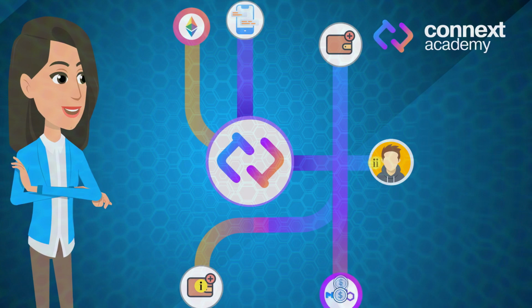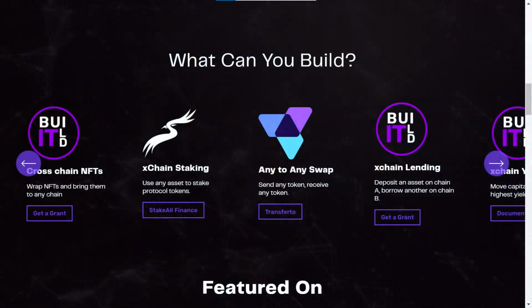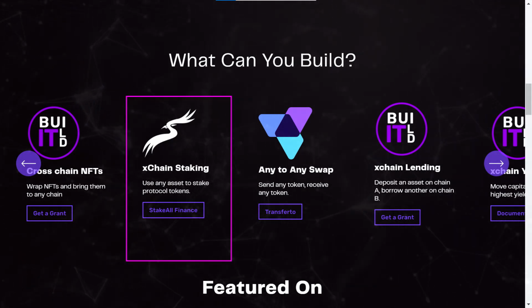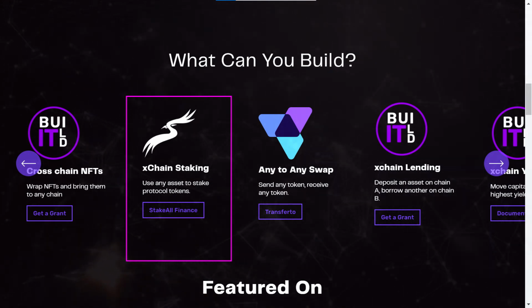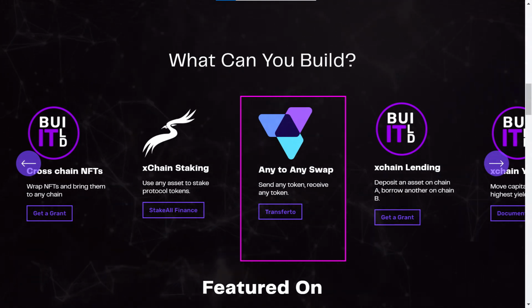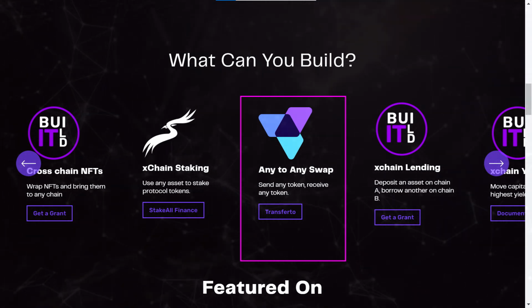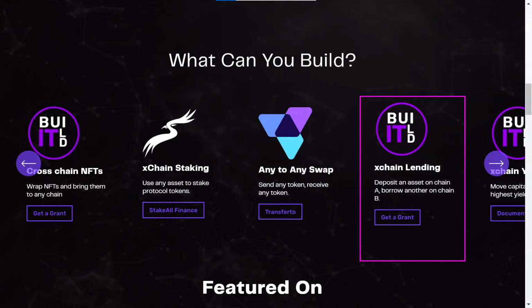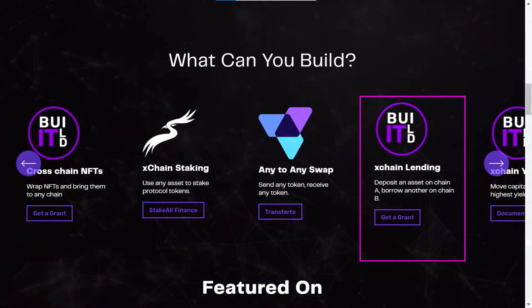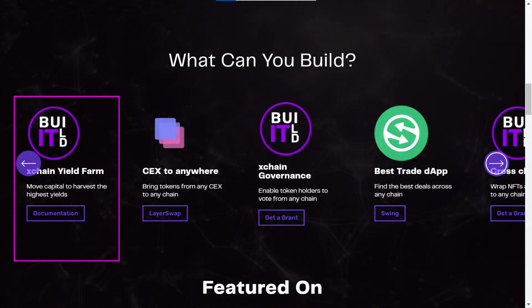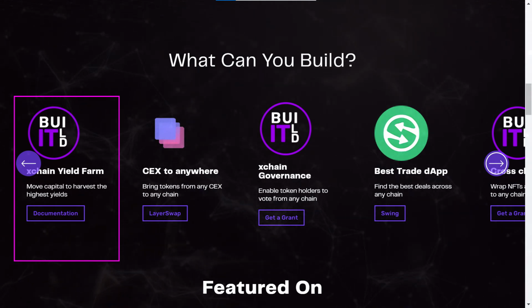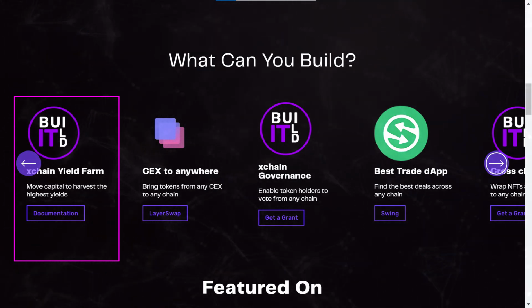What can be created with the help of Connext? This is a cross-chain NFT, allowing NFTs to be moved to any network. Exchange staking, using any asset to stake protocol tokens. Any-to-any swap, exchanging any token for any other. For example, swapping USDC on the Ethereum network for BUSD on the Binance Smart Chain. X-chain lending allows you to provide a loan in network X and borrow another asset in a different network Y. X-chain yield farming offers opportunities to farm various assets to achieve the highest possible returns. Yield farming is for those who know what it is and understand how to use it properly. And CEX to anywhere, transferring tokens from any exchange to any network.